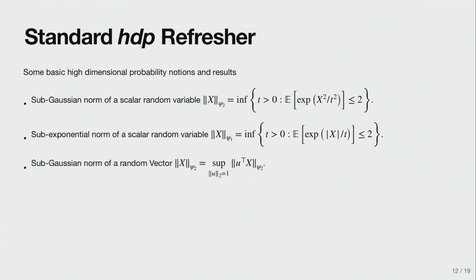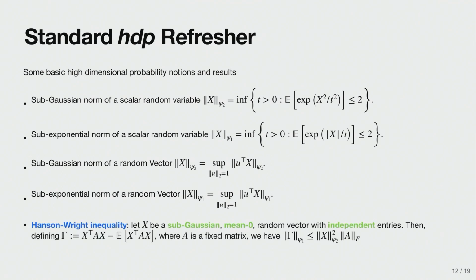We can make the same definitions also for vectors, where we project the vectors on unit norm vectors u beforehand. We can do this even for sub-exponential distributions. And there is one result which is maybe a little less known, which is the Hanson-Wright inequality. This is very important for our proof.